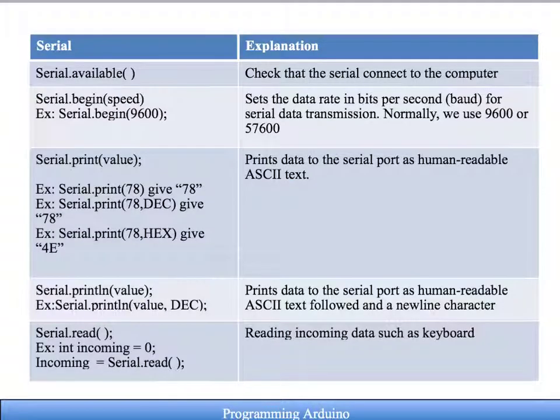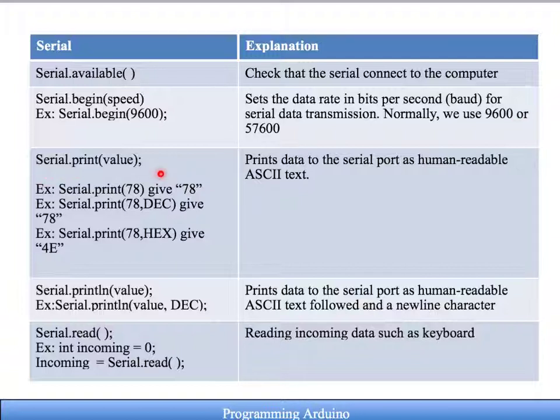The serial commands have many types, like Serial variable, which is used for checking the serial connection to the computer. Serial.begin(speed) sets the data rate in bits per second. For example, we use Serial 9600 or 57600. You can think of it as a modem. In the past, the baud rate of the modem was 9600. It means the speed of your modem.